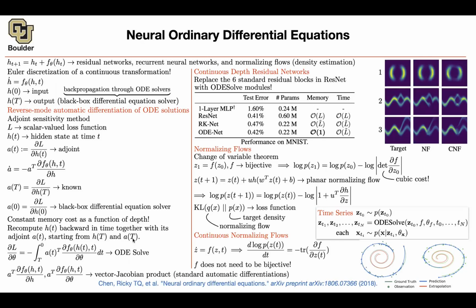This A at the final time is coming out of you knowing the derivative of your loss with respect to the output. This is easy to compute because you know the formula for your loss. It is just cross entropy. You can do it analytically. So this guy you know, this guy you know, and then you are just solving two ODEs backwards. One is this guy, the other one is this guy.